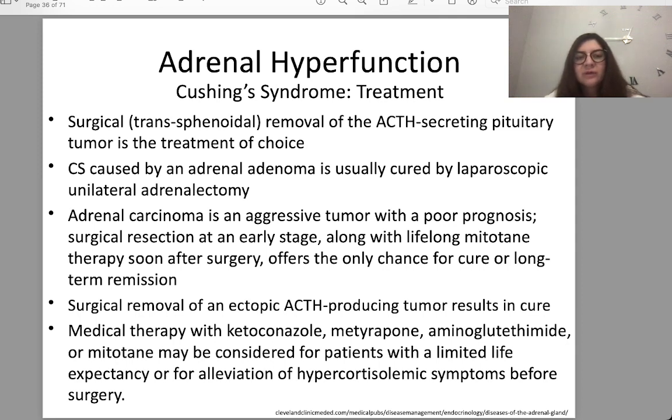Surgical removal of an ectopic ACTH-producing tumor results in cure. Medical therapy with ketoconazole, metyrapone, aminoglutethimide, or mitotane may be considered for patients with limited life expectancy or for alleviation of hypercortisolemic symptoms before the surgery.